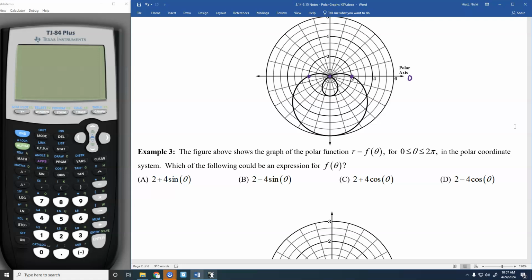I think that 0 would be, you got the point 2, 0, you got the point 0, 0, and you got the point negative 2, 0. So we got 3 different points there.